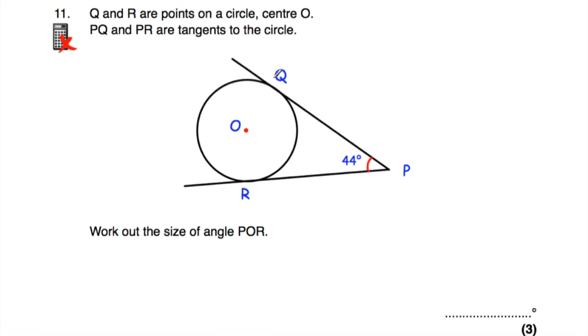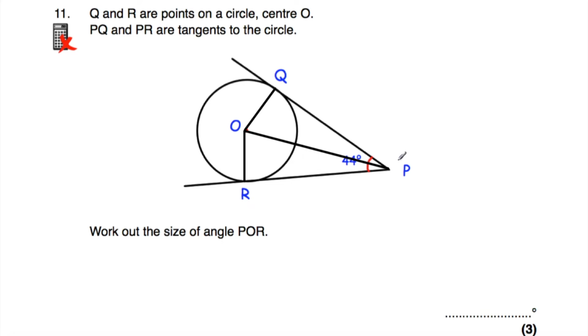So question number 11 says that Q and R are points on the circle center O, and that PQ and PR are tangents to the circle. And we've been asked to work out the size of angle POR. Okay, so let's draw some extra lines on this diagram. They will help us. So let's join the line joining O and R, so that radius, and let's join the radius from O to Q. So we've put those two radii on the diagram. And we've been asked to work out the size of angle POR. So I'm actually just going to join P and O together just so that we can see what that angle is.